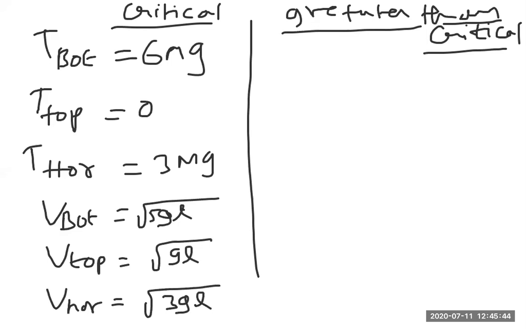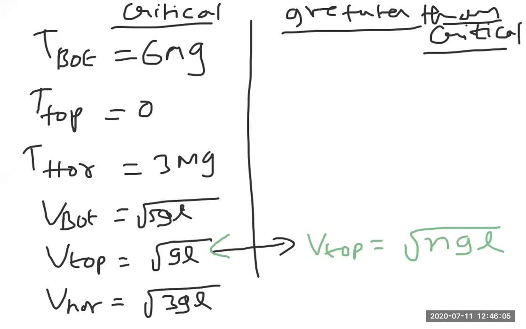I am doing this first comparison. I assumed the velocity at the top to be root NGL. Here I compared these two, greater than critical and critical, and I got N equal to 1. So with N equal to 1, I can construct the remaining formulas very easily now.